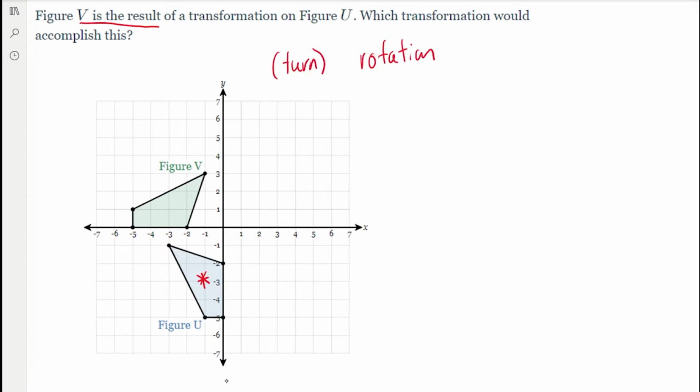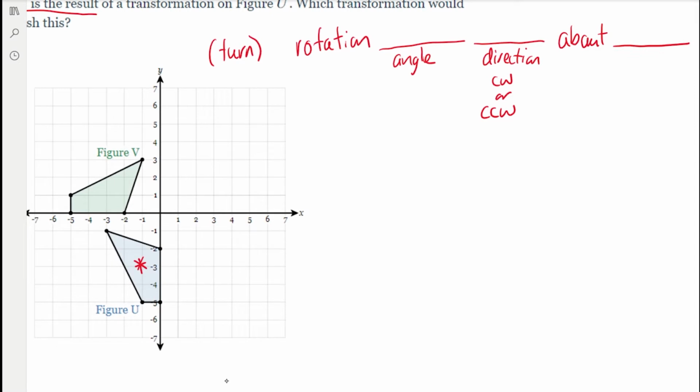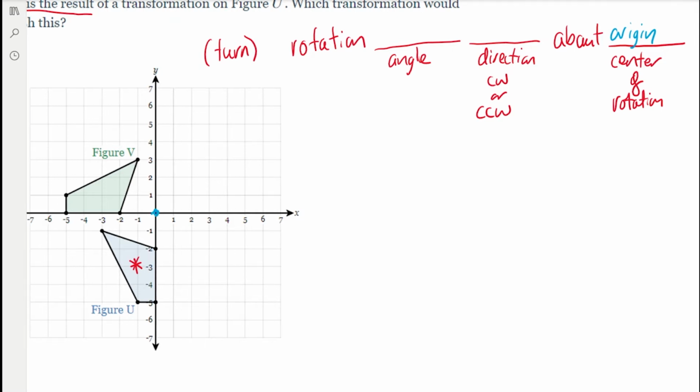When you're describing a rotation, you have to say the angle, usually in degrees, and the direction, that's clockwise or counterclockwise. And then you also have to say about some point, the center of the rotation. Thankfully, for all of these problems I'm going to show you, the center of rotation is going to be the origin, because my focus is to show you how to identify the angle and the direction. So let's review rotation a little bit.